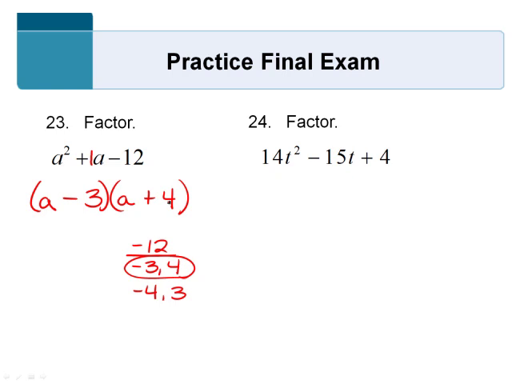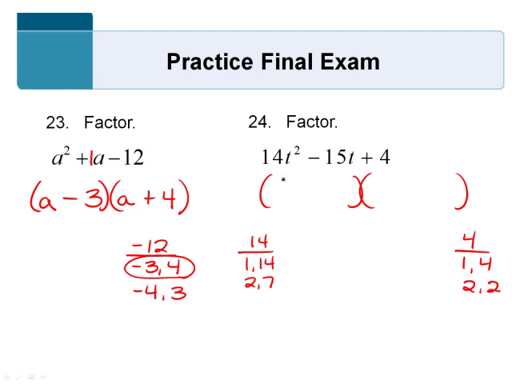Okay, and that's it. Now look at 24. Is there a greatest common factor? No. Perfect squares? No. 4 is a perfect square, but 14 is not. So this is trial and error. This is where we're going to have to find the factors of 14 and 4. So 14, I have 1 and 14, 2 and 7. 4, I have 1 and 4, and 2 and 2.